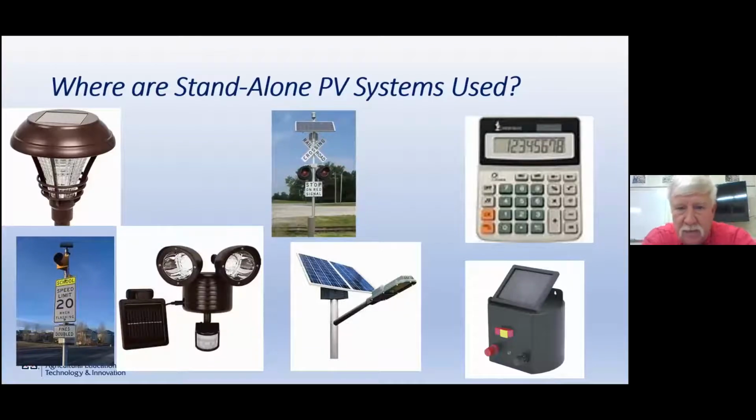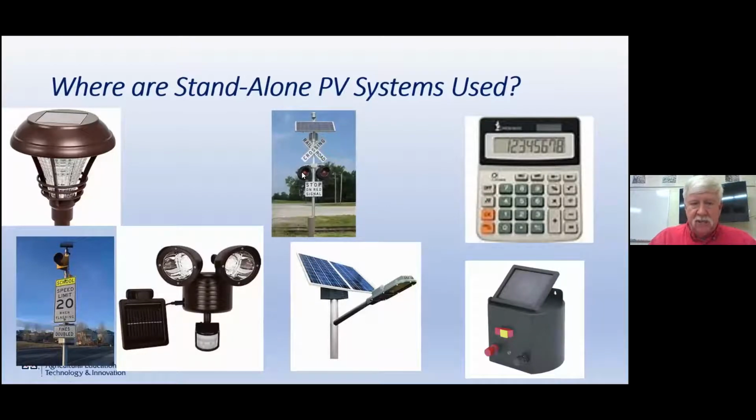So where are standalone PV systems used? We're seeing more and more of them in our society. Some of you may have landscape lighting in your front yard or backyard, and so you have lighting along the walkway, has a solar cell, there's a battery in it, there's also a photocell. The photocell detects when the sunlight's gone down, and then it switches on your battery, and that battery's operating these lights. So we see more and more of this in landscapes.